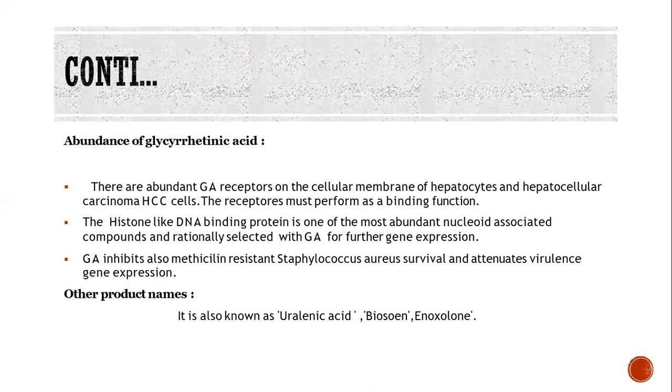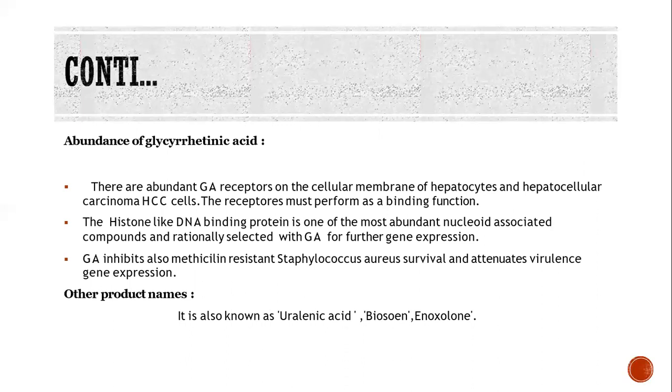Further, GA also inhibits methicillin-resistant Staphylococcus survival and attenuates virulence gene expression. GA inhibits methicillin-resistant Staphylococcus. For example, GA also controls and inhibits the process of Staphylococcus bacteria and virulence gene expression.